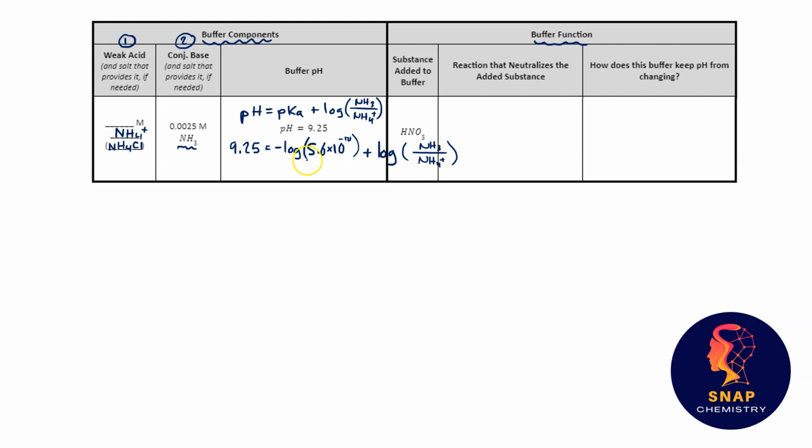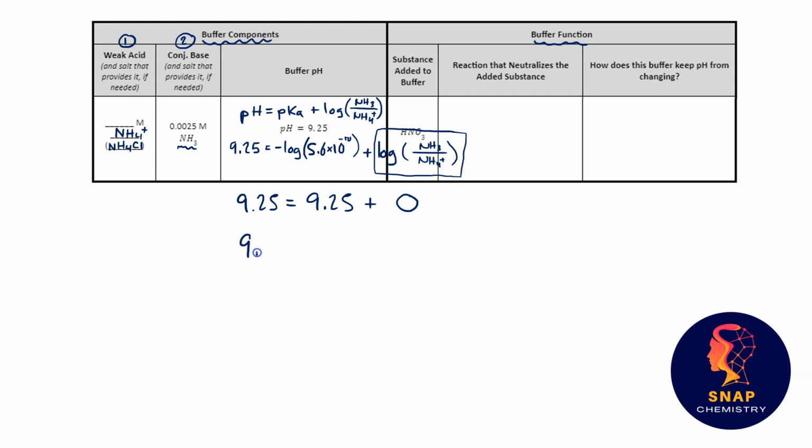If you do this math and you find the negative log of 5.6 times 10 to the minus 10, you should notice something interesting. My pH is 9.25. This negative log is also exactly 9.25, which means if the pKa itself is the pH I'm trying to achieve, then what I really need is this whole term, this log of the ratio of base to acid term, to be 0, right? Because I want this expression, 9.25 plus 0, to equal a pH of 9.25. So I know that has to be 0. And that is how I can figure out what these molarities have to be.